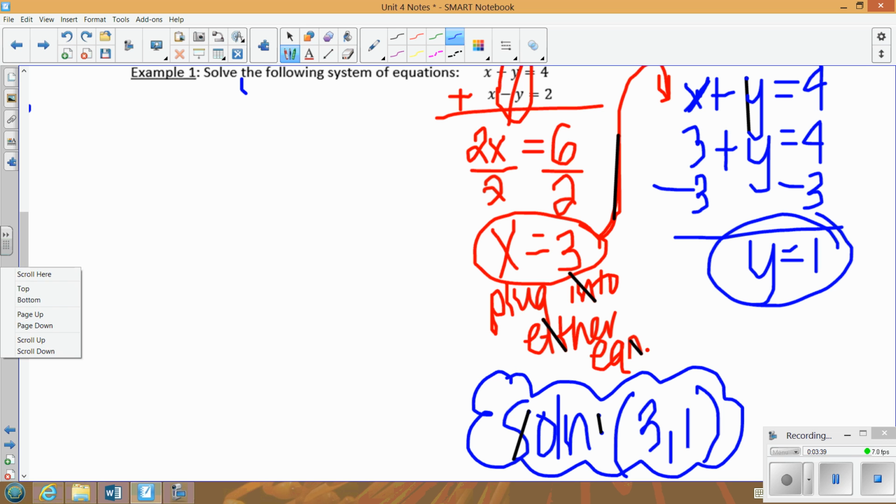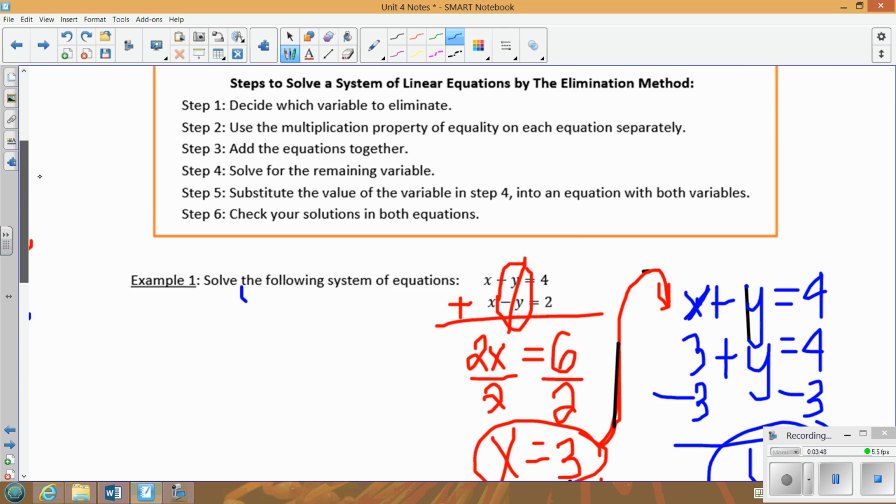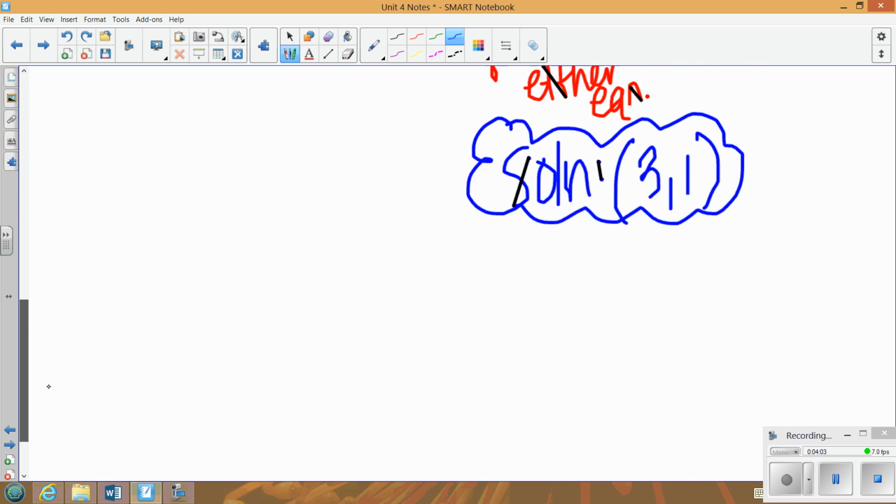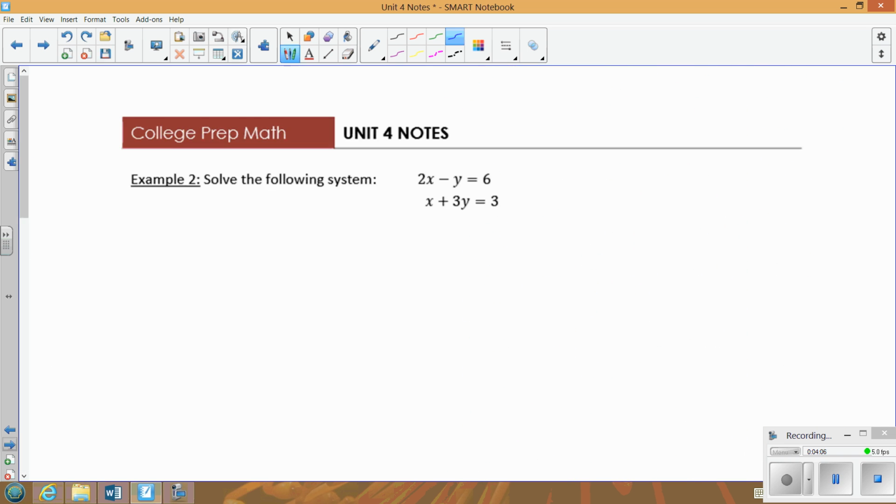Now, there's going to be times when the process is the same, but that initial step isn't going to be as easy as one of the variables just canceling. Those steps up there describe what else you could do if you want to eliminate a variable but it's not set up to do that. Step 2 here is use the multiplication property of equality on each equation separately. Meaning we're going to rewrite our equations so that we force a variable to eliminate. If you look at this example, if I added 2x and x, I'm going to get 3x. If I add a negative y plus 3y, I'm just going to have 2y. So I'm not going to be eliminating any variables if I leave this system as is.